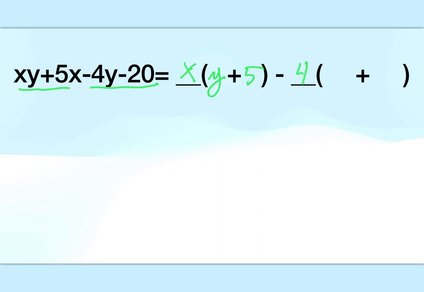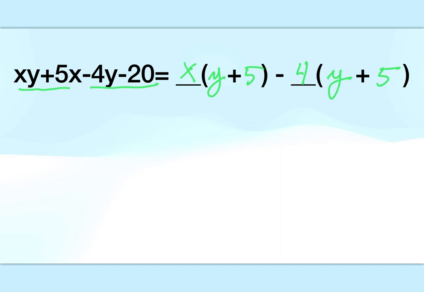When I factor the negative 4 out of negative 4y, I'm left with a positive y. Again, keeping track of your negatives, if you're going to factor out a negative from a negative, your result is a positive. And I'm going to factor a negative 4 out of negative 20, and I'll have positive 5.